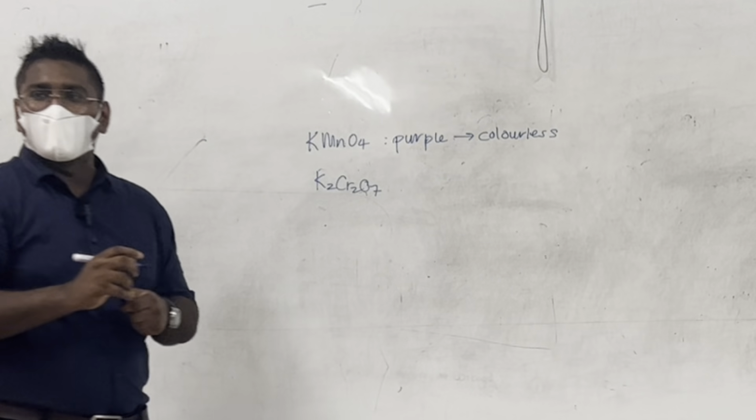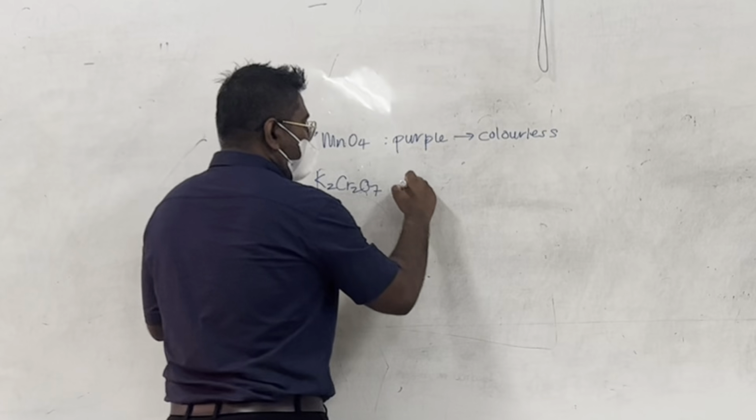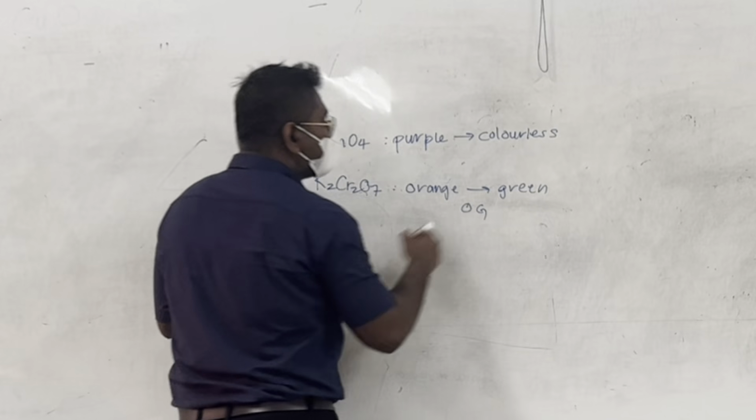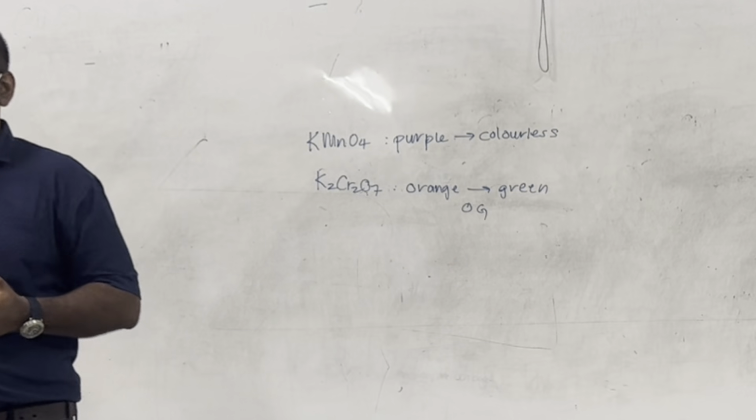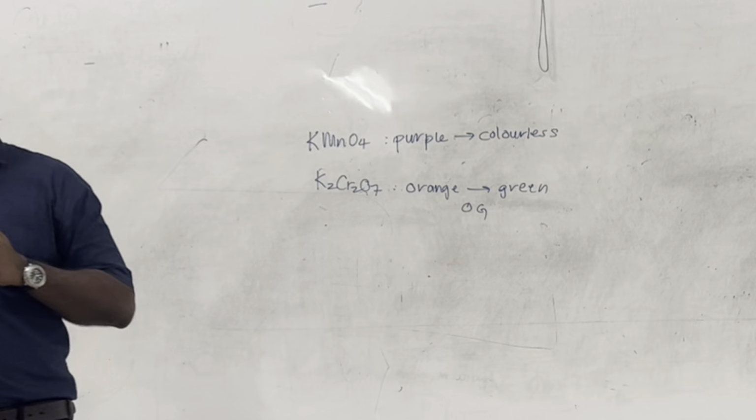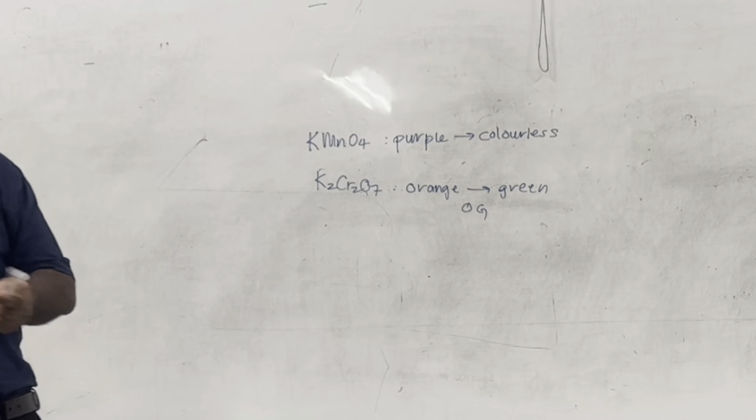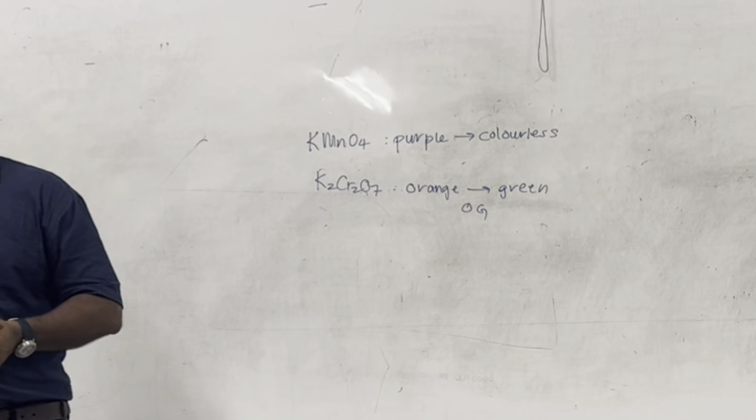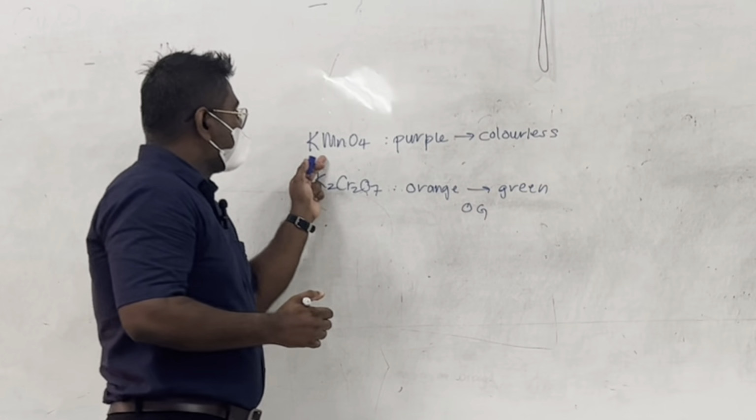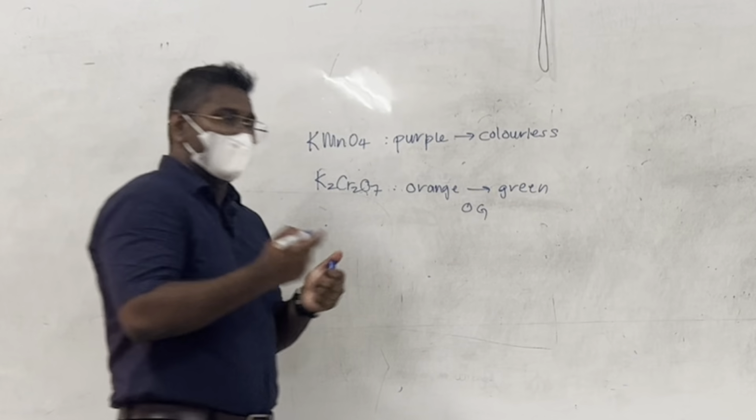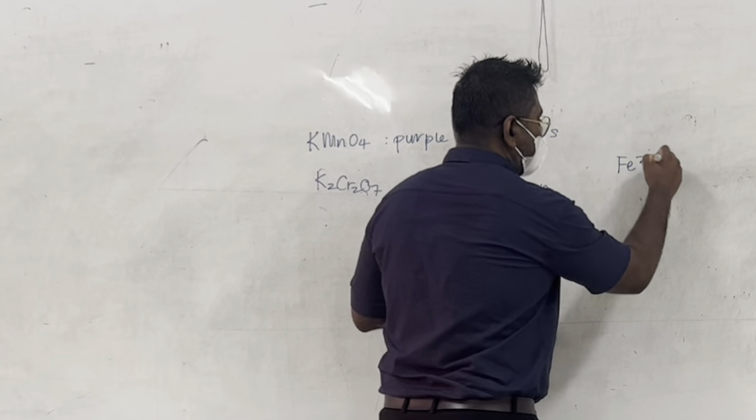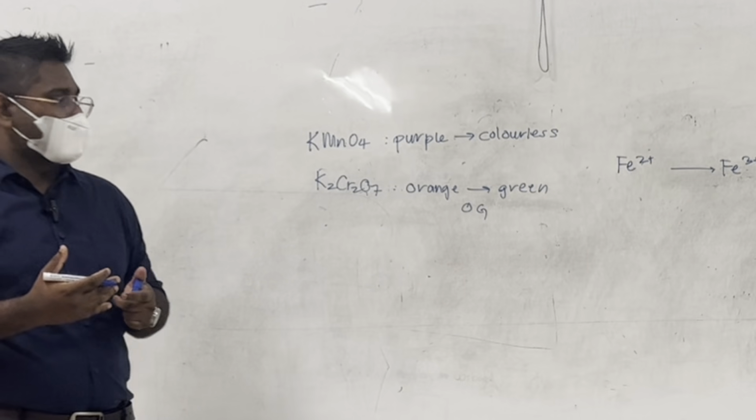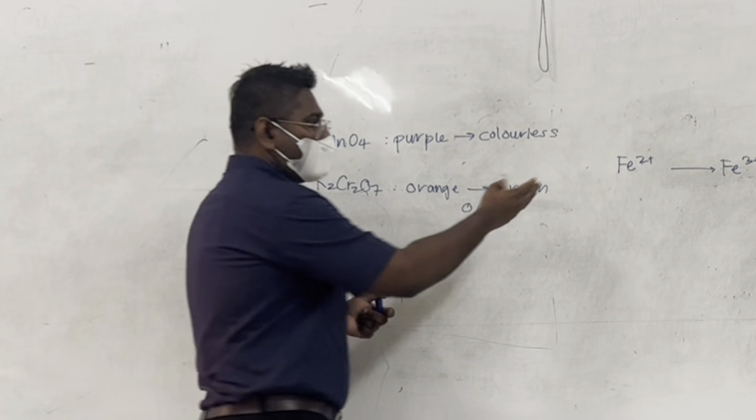And the color change over here is going to be orange to green. So you just need to know the observation, and how to write the half equations and how to write the complete equation. So let's say I am using both of these oxidizing agents to oxidize Fe2+ to become Fe3+. So this is going to be my first equation.